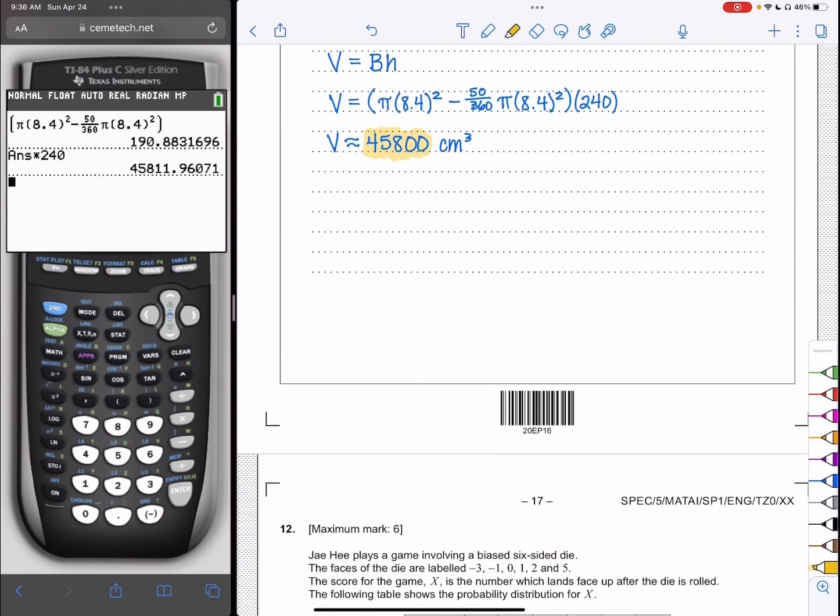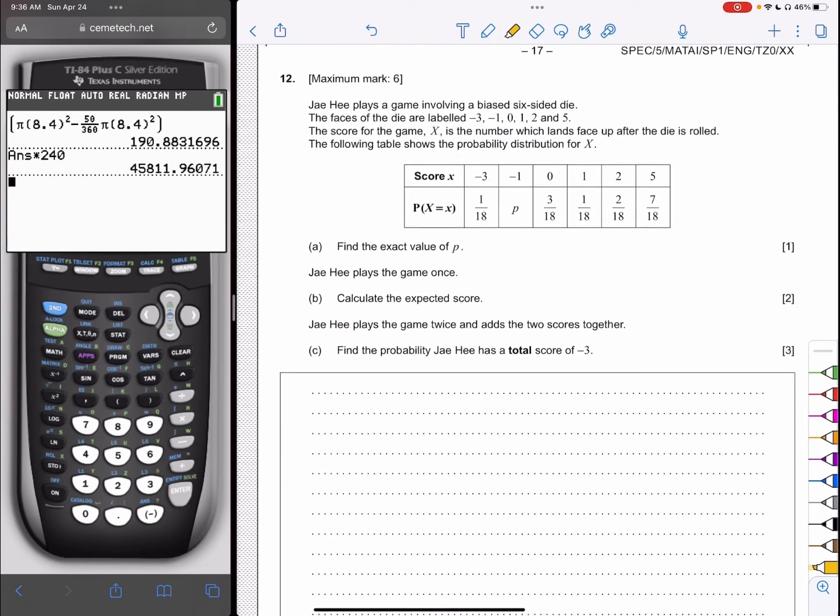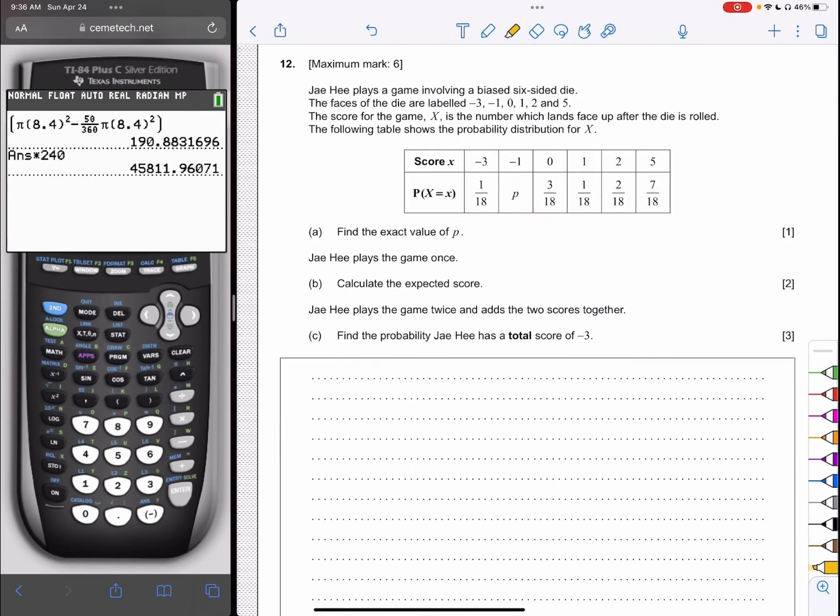All right, so now let's look at number 12. Number 12, it says, He plays a game involving a biased six-sided die. The faces of the die are labeled -3, -1, 0, 1, 2, and 5. The score for the game X is the number which lands face up after the die is rolled. The following table shows the probability distribution for X. So it says find the exact value for P.